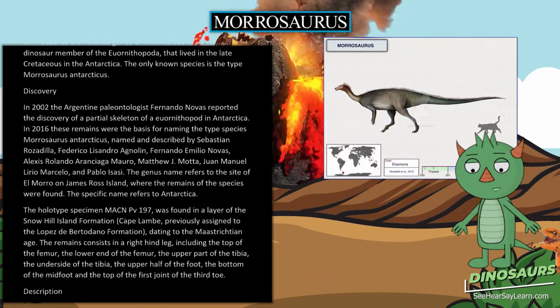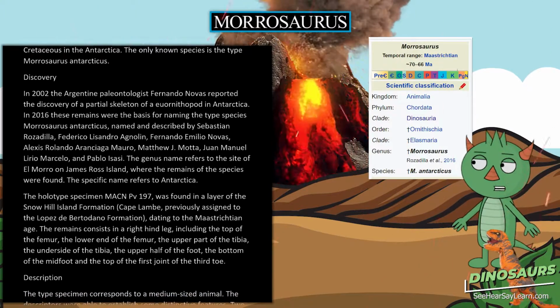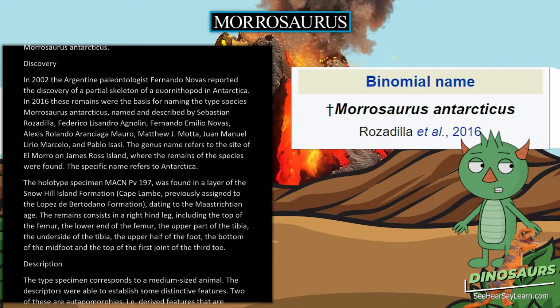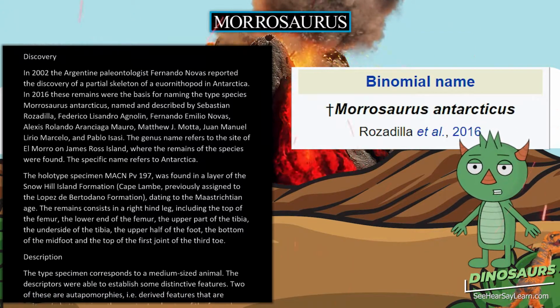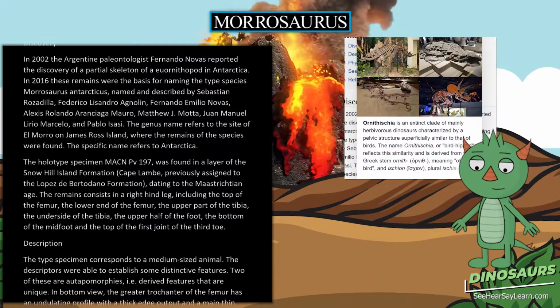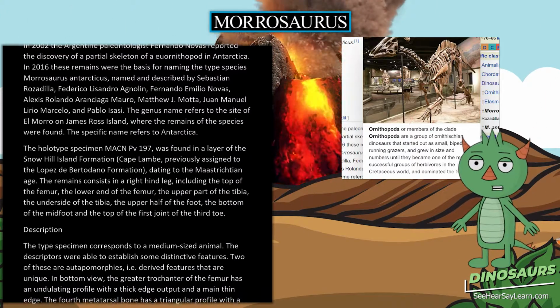The genus name refers to the site of El Morro on James Ross Island, where the remains of the species were found. The specific name refers to Antarctica. The holotype specimen MACN-PV 197 was found in a layer of the Snow Hill Island Formation, Cape Lamb, previously assigned to the Lopez de Bertodano Formation, dating to the Maastrichtian age.